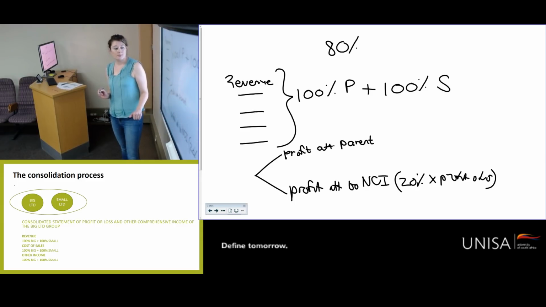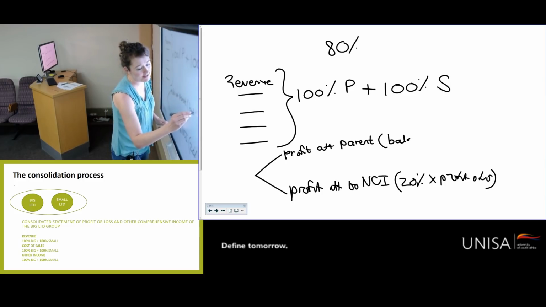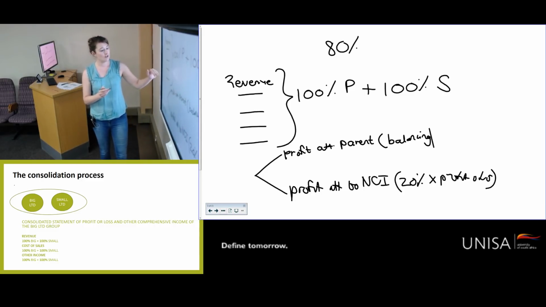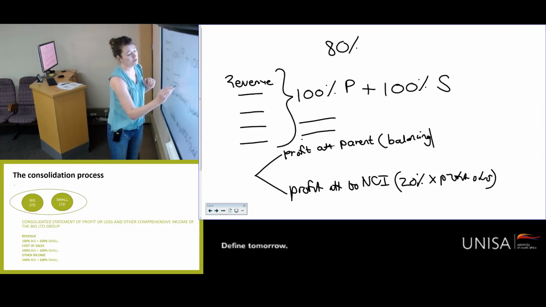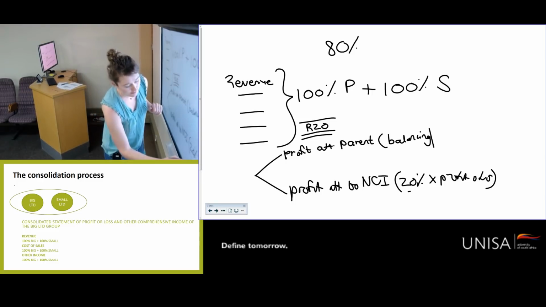Who owns the rest of the profit? The parent. So this is always the balancing figure. Okay, so let's say after I've added 100%, I get a profit of 20 Rand. My subsidiary made a profit of 10 Rand.